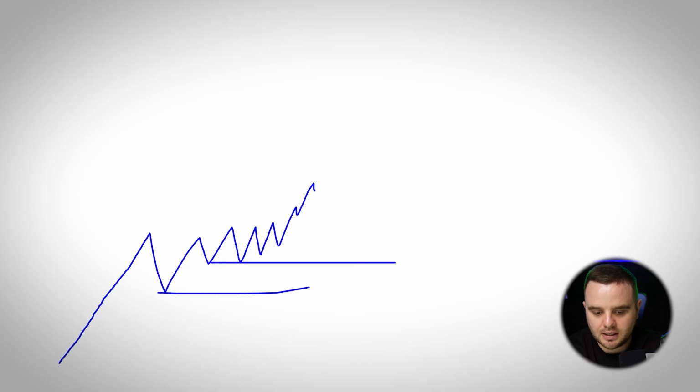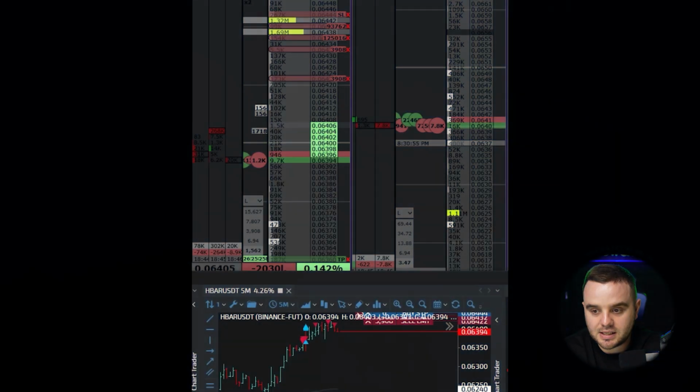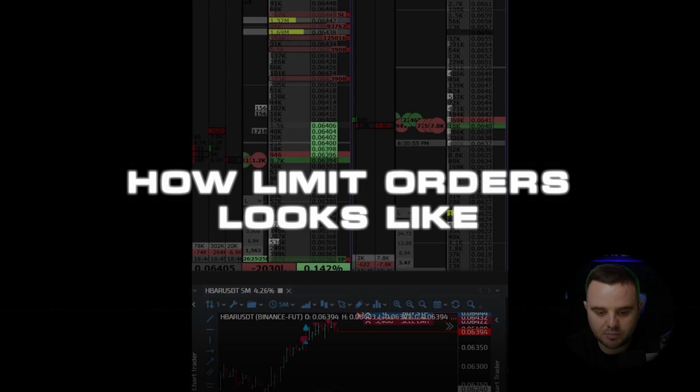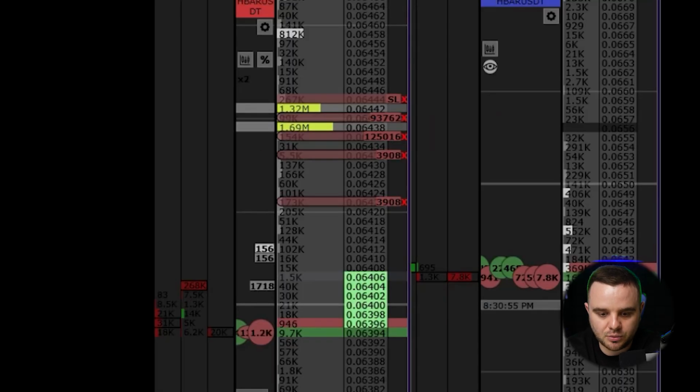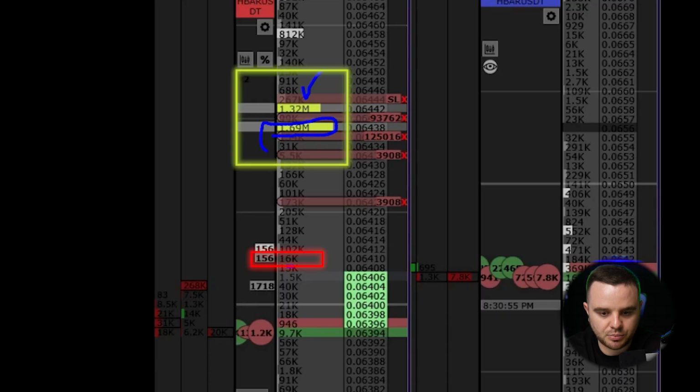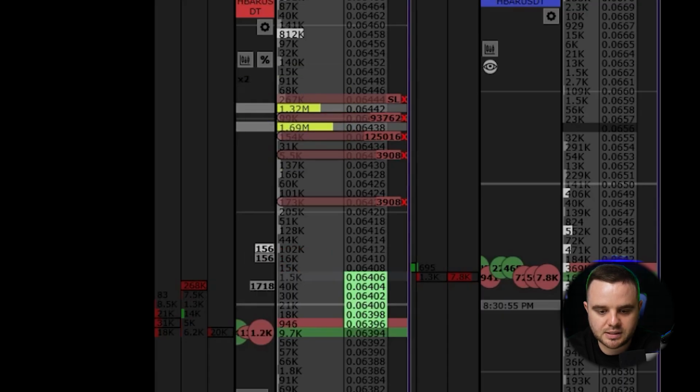For example, we have an uptrend, price creates some local level, and for example price reaches the level, and a significant limit order appears. We use it as an opportunity to take a trade for continuation. Let's cover a few examples of how those limit orders look. In the DOM, depth of market, you can see like here 16K, but here you can see 1.6 mil, 1.3 mil. Those are really large orders.